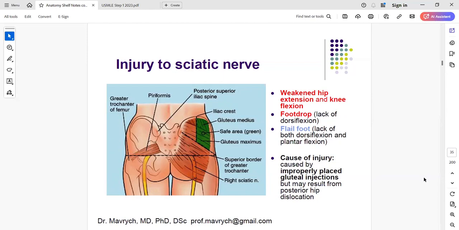If you have foot drop, then there is a lack of only dorsiflexion. Still, you can have some amount of plantar flexion.